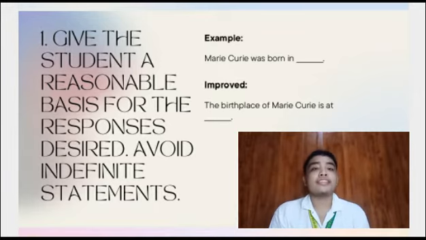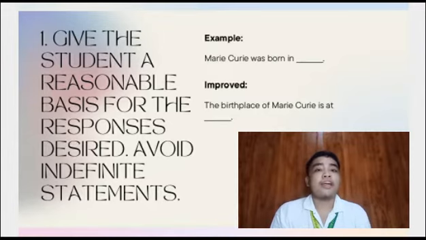Avoid making indefinite statements. You should guide the students to arrive at the correct answer and not with a similar yet deceiving answer. For example, "Marie Curie was born in blank." The question will confuse the students as to the correct answer, like the exact setting in which the person was born. Instead, rewrite the question into, "The birthplace of Marie Curie is at blank."